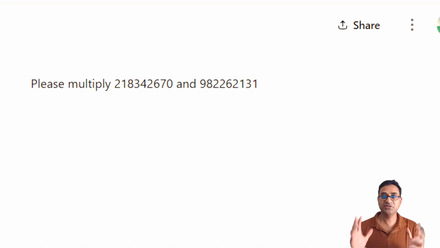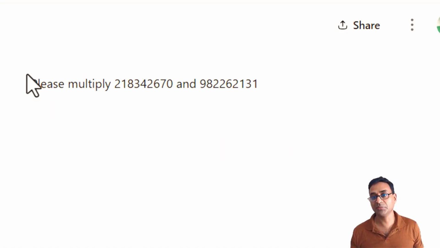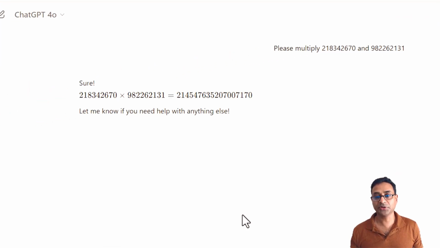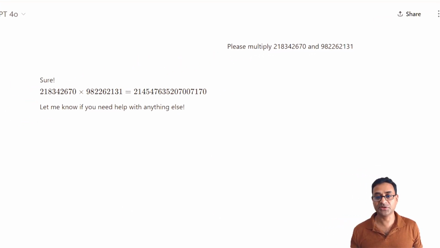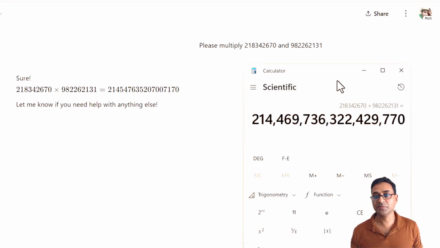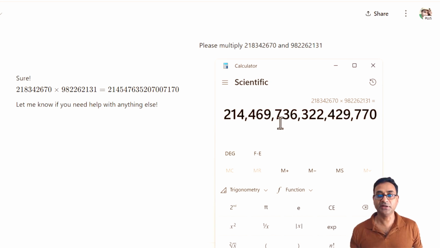Can AI make mistakes? Let's see. So I asked ChatGPT to multiply these two numbers, and this is the output it gave me. Now let us check if it is correct. So I have my scientific calculator here, and you can see that this number that ChatGPT gave me is way off. Now, the scientific calculator is from the Windows App Store, and this is correct. I've checked it by some other means as well.